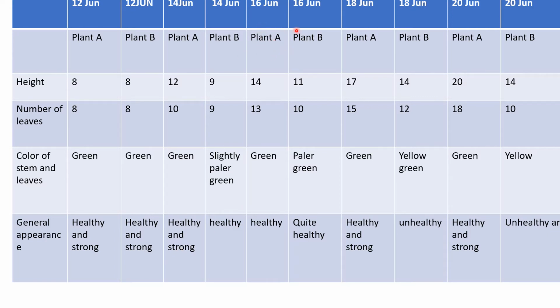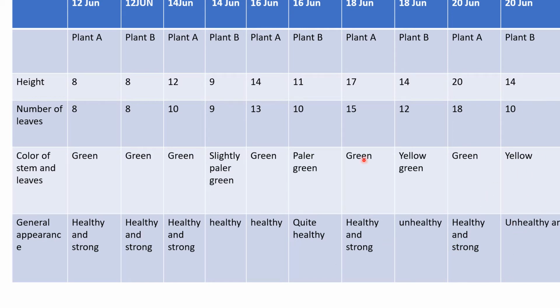On 16th June, plant A and B heights are 14 and 11, number of leaves 13 and 10, and color of stem and leaves green and paler green, healthy and quite healthy. On 18th June, heights are 17 and 14, number of leaves 15 and 12, green and yellow-green, healthy and strong and unhealthy. On 20th June, heights are 20 and 14, number of leaves 18 and 10, green and yellow, and healthy and strong. And this is an unhealthy plant because now the color of stem and leaves of plant B is yellow. So plant A is healthy and strong and plant B is unhealthy.